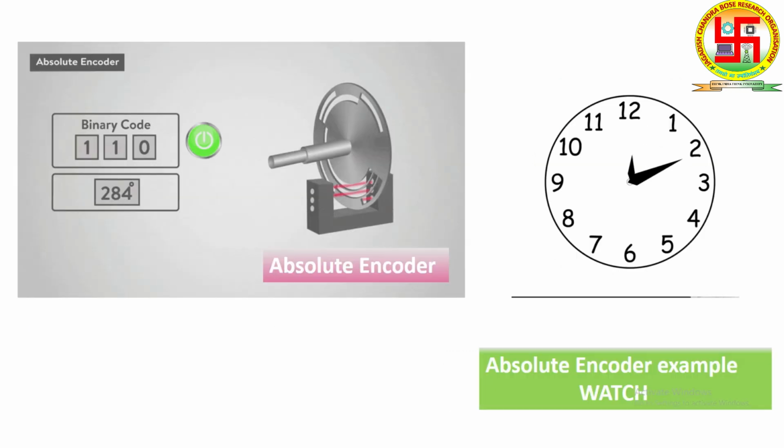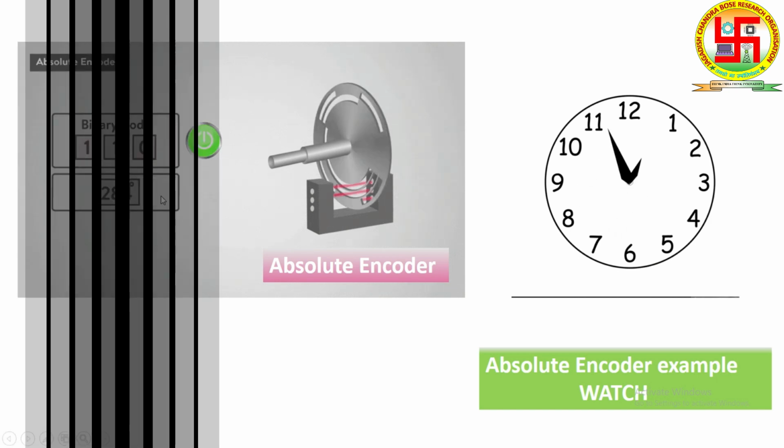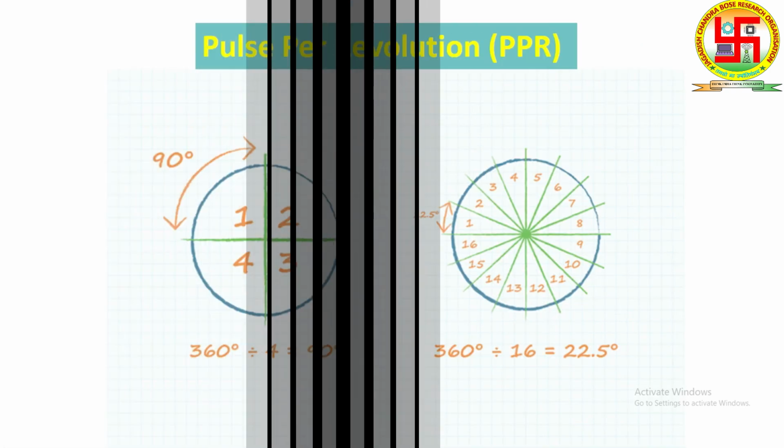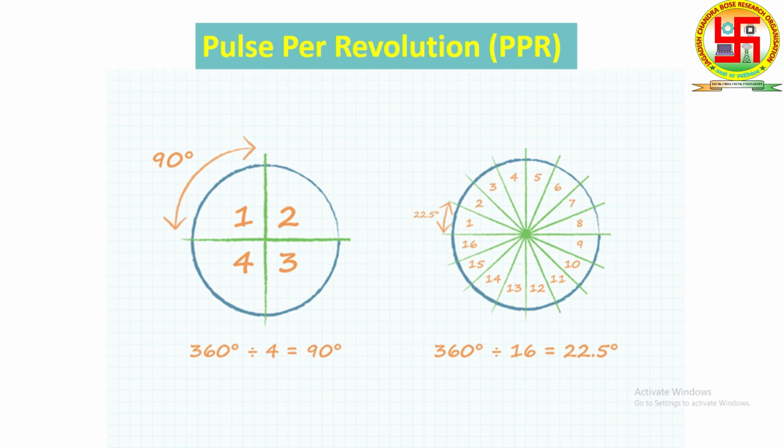And these are the absolute encoders, as I discussed earlier. Based on this binary code, we can find how much angle we are rotating. These are the square pulses which come from the encoders, like an incremental encoder, as we showed in our earlier slide. There come 2 pulses, and based on these 2 pulses we can count how many pulses have passed.